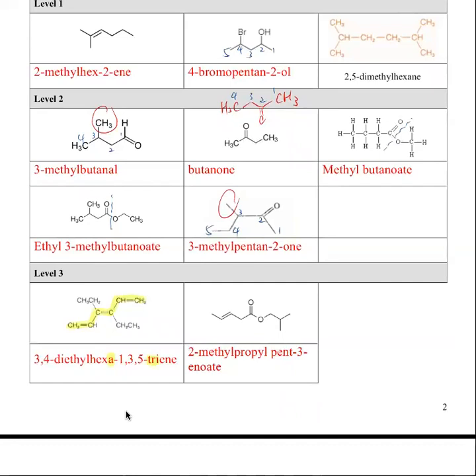And then you just need to also include the 2 branches. Okay, so there are 2 ethyl groups. One is at position 3. Okay, 1, 2, 3. The other one is at position 4. Okay, so 3,4-diethyl hexa-1,3,5-triene.